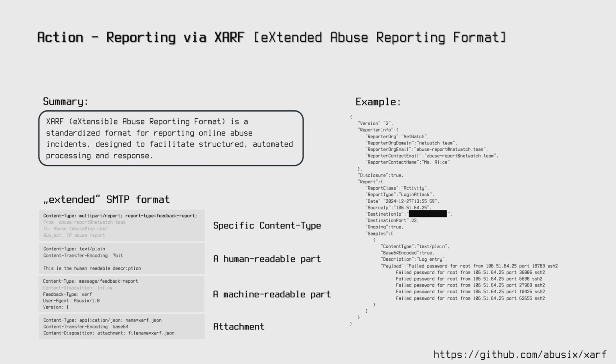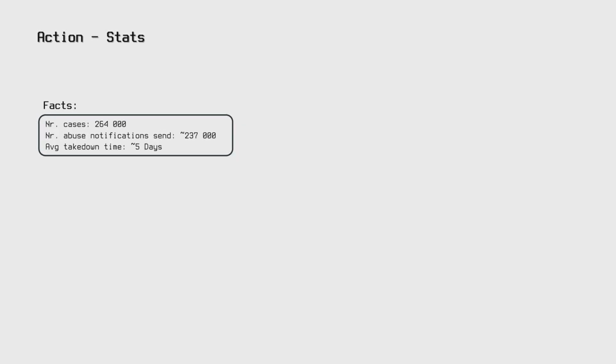Now, that's a neat way to automate it, but does it work? I guess. So let's look at some statistics. This setup has been running for about a year now. We have 264,000 abuse cases being set up in the system. We send about 237,000 abuse mails.